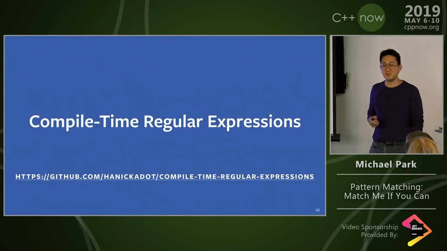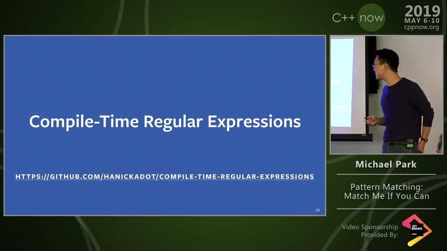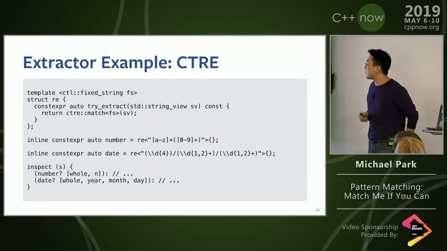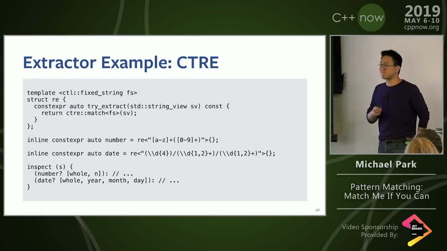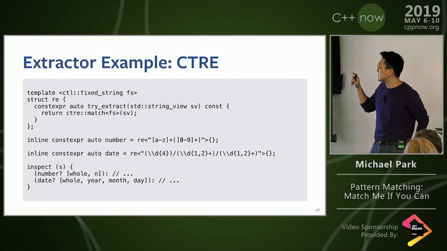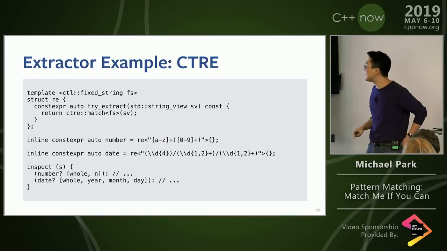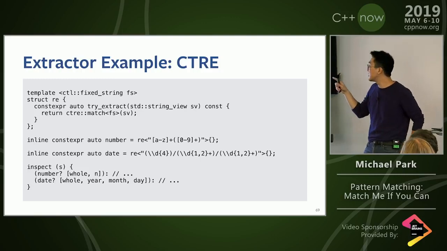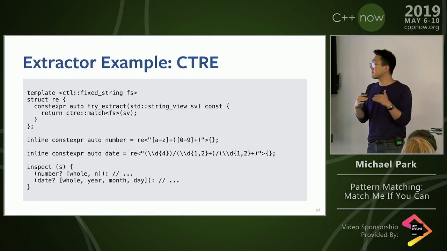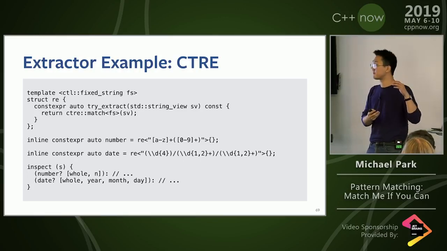All right, so CTRE. Hana gave an amazing keynote 2 days ago. Let's see how CTRE could fit into this whole picture. At the top here, I declared struct RE, which has a try_extract function, which takes a string view, and I call ctre::match on it. And the result of ctre::match is just going to be my result. Okay.